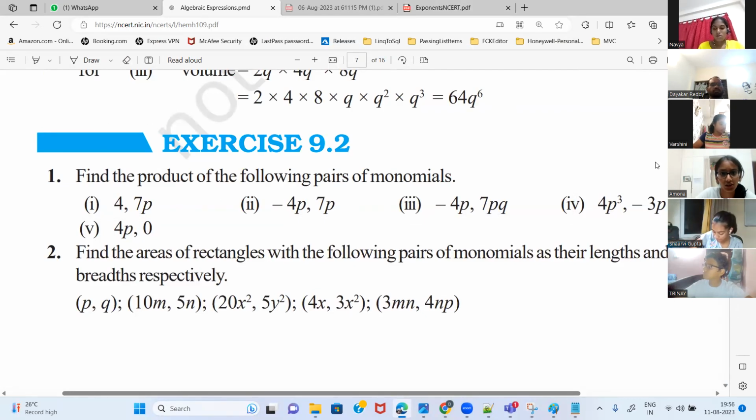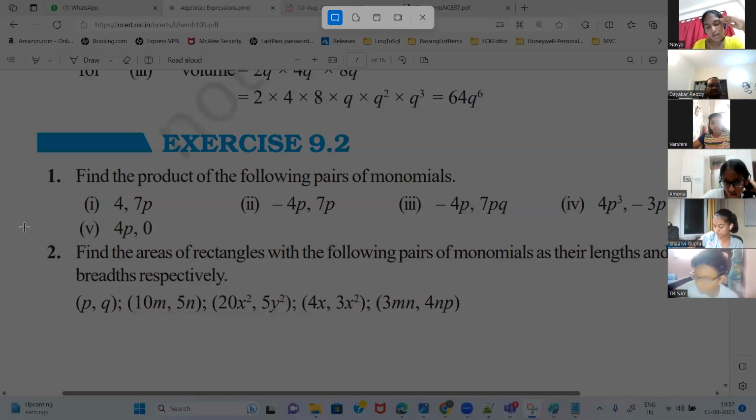So, the answer is 28p. Yes, 28p. The answer for the first one is 28p. The second one is? Very good. The second one is minus 28p square. Third one is minus 28p square q. Fourth one is minus 12p to the power 4. Now p cubed into p. Bases are same. We can add the powers. Fifth one you can tell without solving the problem. So zero. Zero into anything is zero. Listen carefully. Next problem.